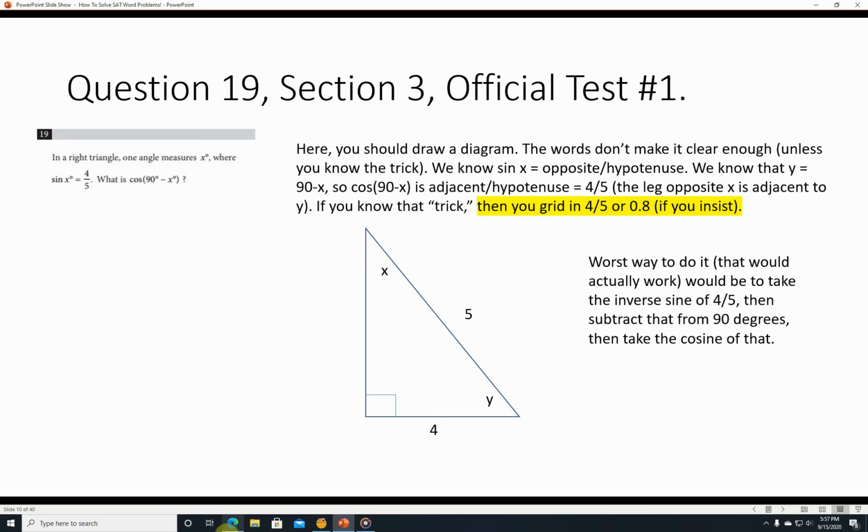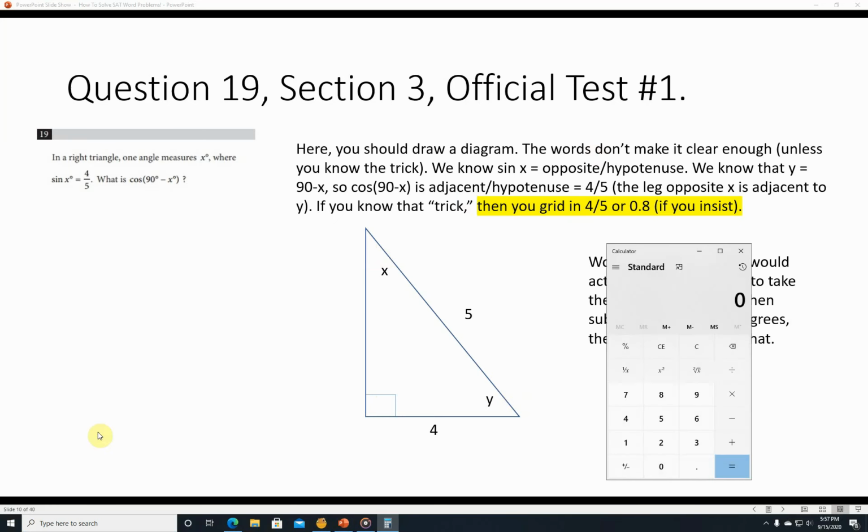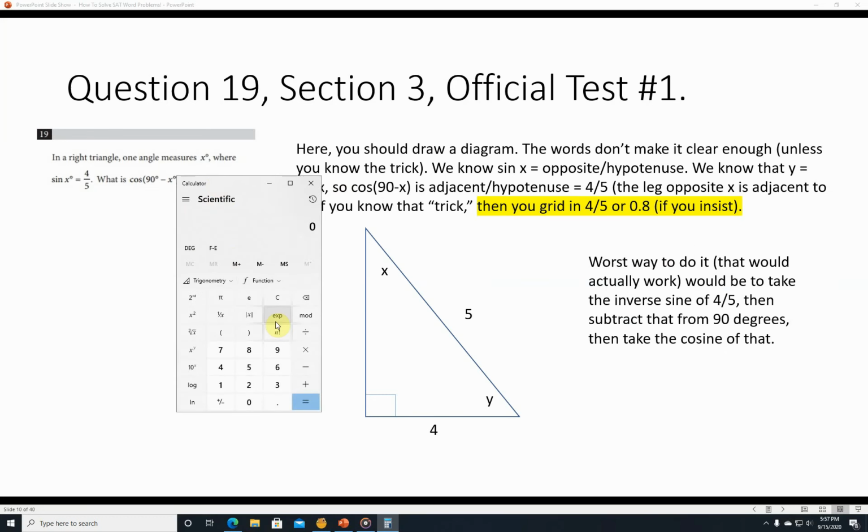The worst possible way to do it, at least the worst one I can think of that would actually give you the right answer eventually, would be to use our calculator. We take 4 over 5, 0.8. Then we take the inverse sine of that. We get 53.13 degrees roughly. And then we take the cosine of that. And voila, you get 0.6.